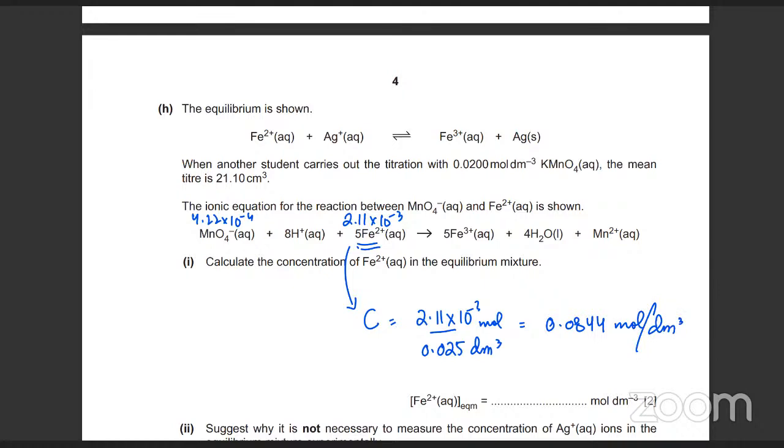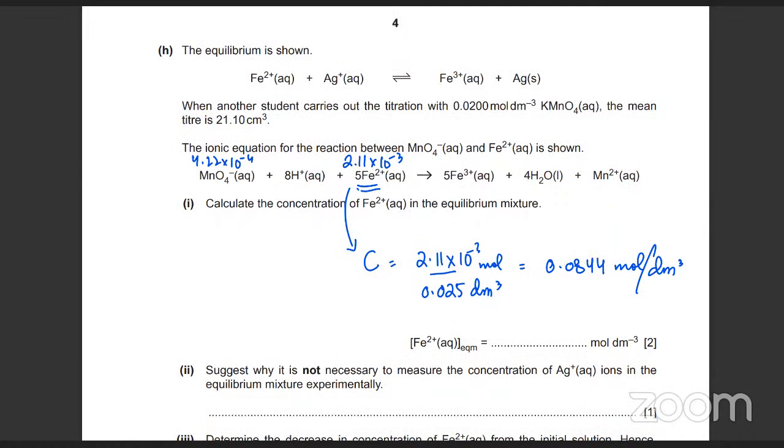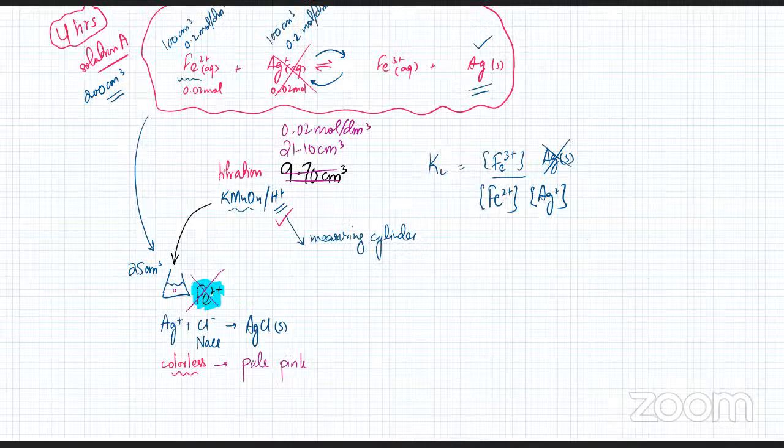Okay sir, fine, 0.0844 mole per dm cube, right? So how did that 25 centimeter come? No, it was already told to you that initially when they had a 200 cm cube solution in the flask, they used 25 cm cube of the solution. So the moles of Fe2 plus are present in a 25 cm cube sample. Is that clear? Yes, sir.